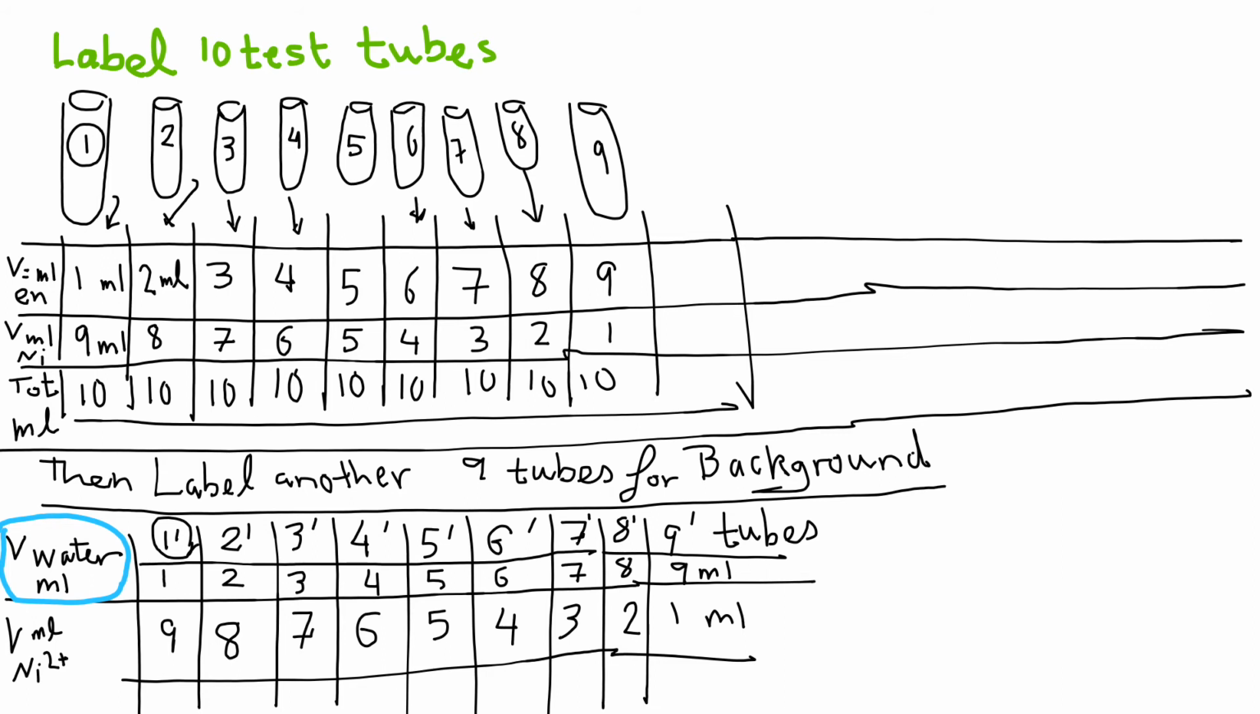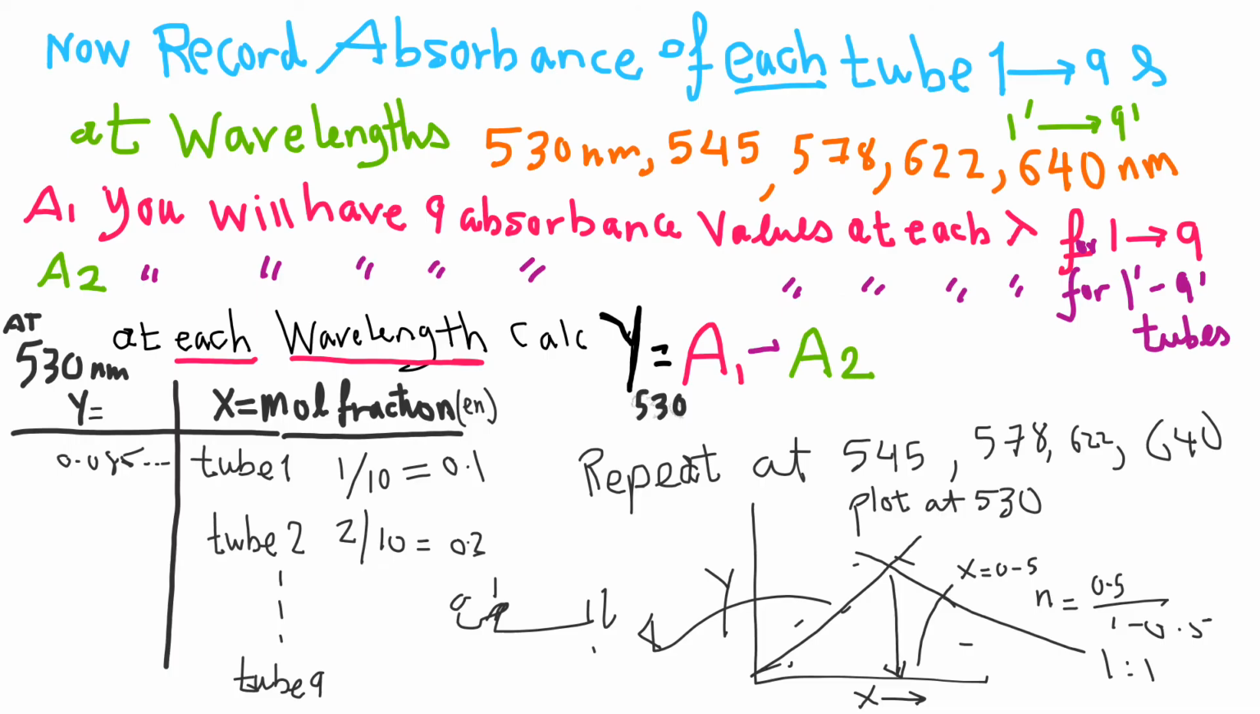And now you have 18 tubes to take the absorbance for at 530, 545 nanometer, 622, 640 nanometer, and you measure the absorbances of these tubes you prepared. And it gives you also the values. Now, how to handle the data. So you have recorded the absorbance of tubes 1 to 9 and 1 prime to 9 prime at 530, 545, 578, 622, and 640 nanometers.